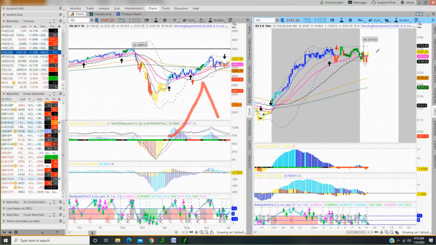you can use the 5 minutes to see that shift in momentum and acceleration through the EMAs on a flag. This is not a flag on a 15-minute. This is a squeeze. Two different setups.